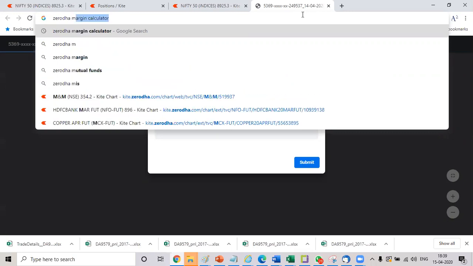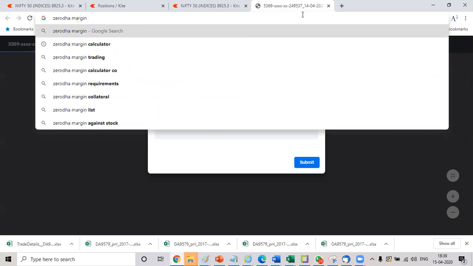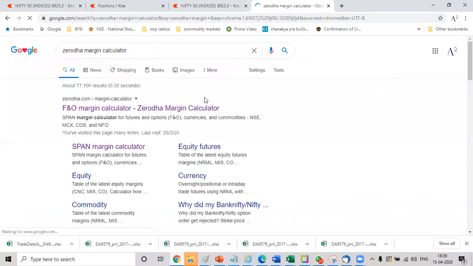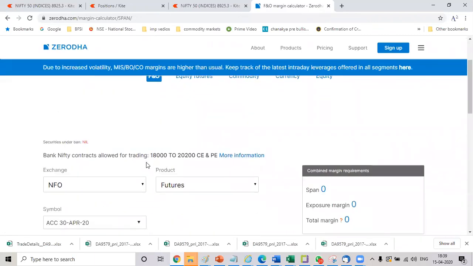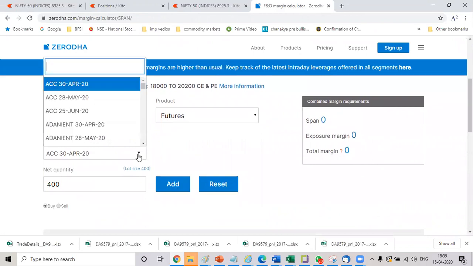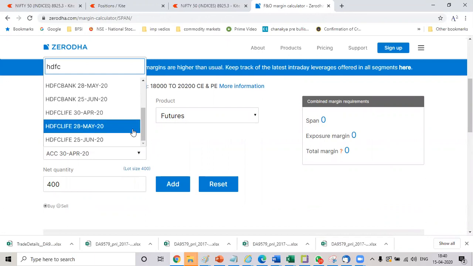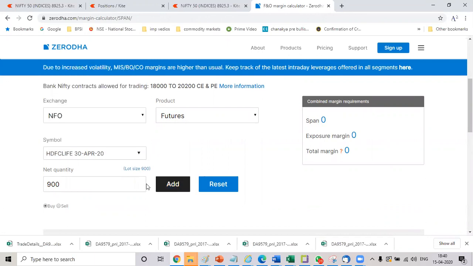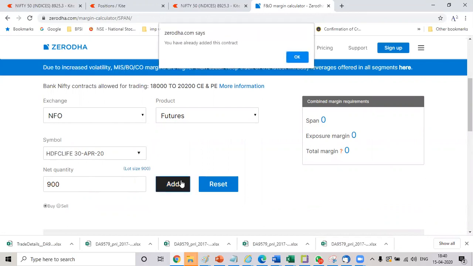So you can go to the Zerodha margin calculator. If you go to this Zerodha F&O margin calculator, and select futures, you can select HDFC Life, 30th April. Here you can see 900 quantity is shown. That is basically called the market lot or lot size. Then make sure you click on add.